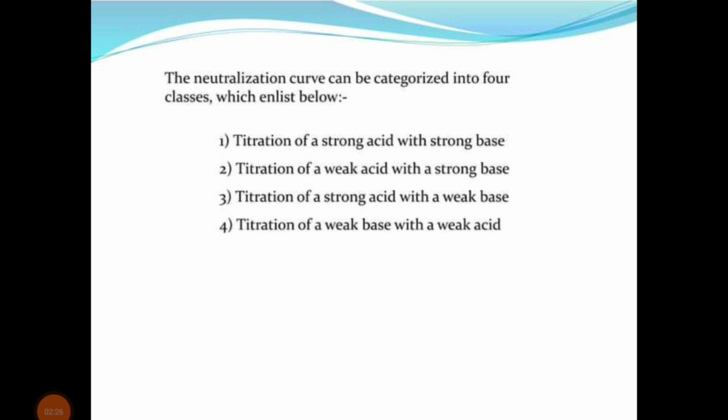The neutralization curve can be categorized into 4 classes, which I list below. First is the titration of a strong acid with a strong base, and second is the titration of a weak acid with a strong base. Third is the titration of a strong acid with a weak base, and fourth is the titration of a weak base with a weak acid.